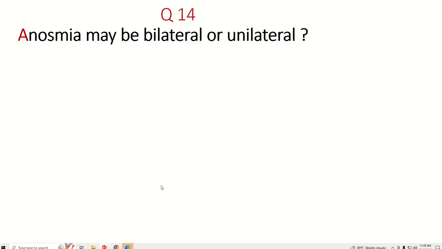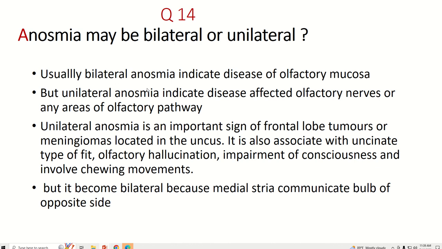Anosmia may be bilateral or unilateral. Usually bilateral anosmia indicates disease of the olfactory mucosa, but unilateral anosmia indicates disease affecting the olfactory nerve or any area of the olfactory pathway. Unilateral anosmia is an important sign of frontal lobe tumor or meningiomas located in the uncus. It is also associated with the uncinate type of fit, olfactory hallucination, impairment of consciousness, and involuntary chewing movement. But it becomes bilateral because the medial stria communicates with the bulb of the opposite side.